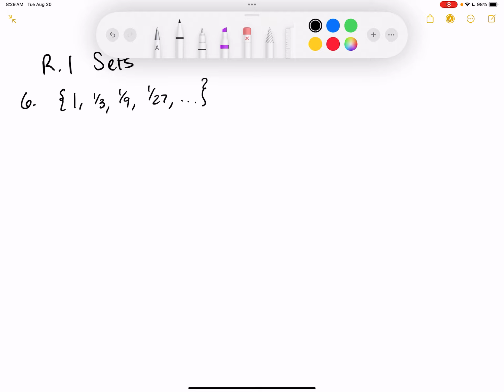So number 6 says to identify the set, and it gives us the set 1, 1/3, 1/9, 1/27, and so on. It wants to know if it is infinite or finite. So, from your notes, what do you think? Infinite. Because it just keeps on going.